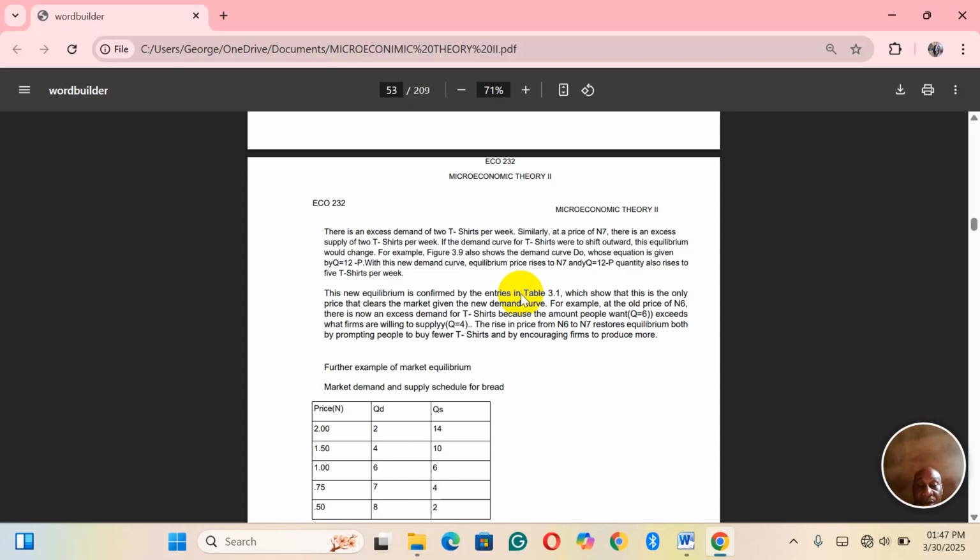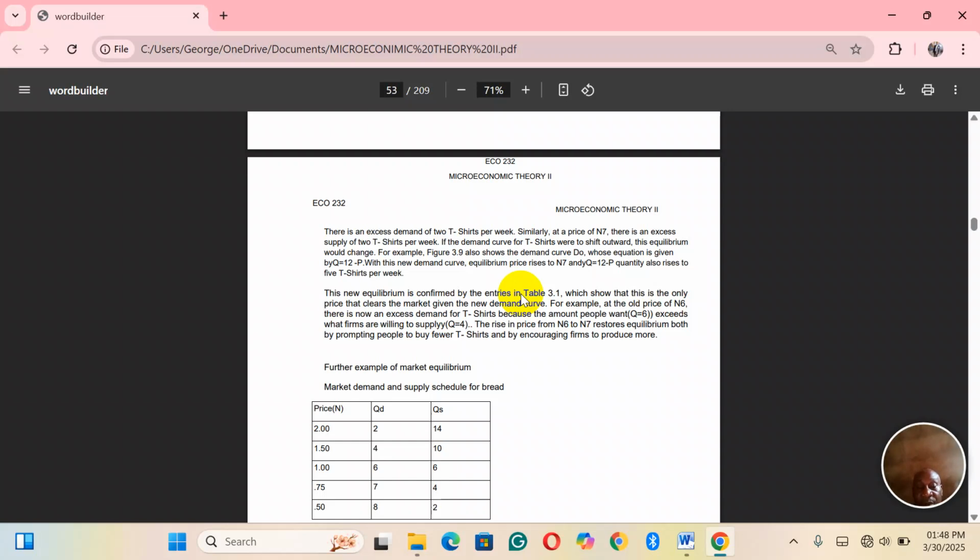So if the demand curve for t-shirts were to shift outward, the equilibrium would change. For example, figure 3.9 shows the demand curve D0, whose equation is given by Q is equal to 12 minus P. With this new demand curve, the equilibrium price rises to 7, and the quantity also rises to 5 t-shirts per week.